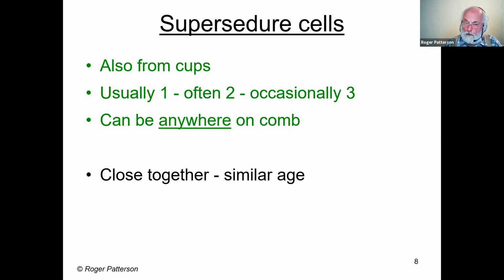Now, on the comb, they're usually close together. If they're not on the same side of the same comb, they're usually on the same seam. So you won't get one, let's say, three frames in from your side and the other one 7 or 8 frames. They'll usually be close together and a similar age too. You certainly won't get one that's sealed and one that's only an egg or a young larva. They're very, very similar in age.